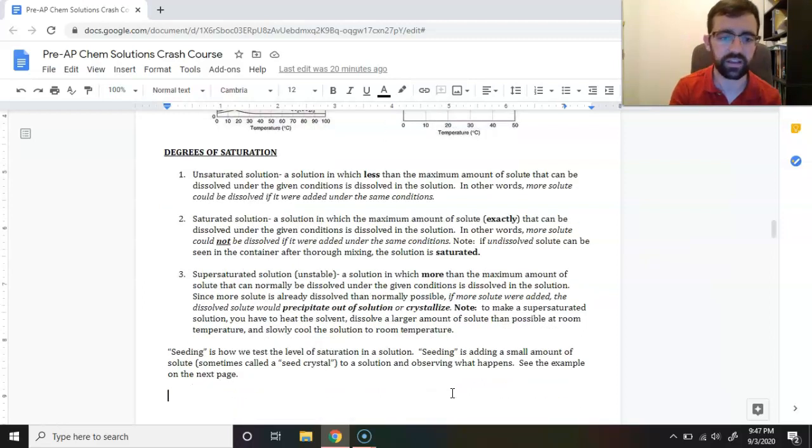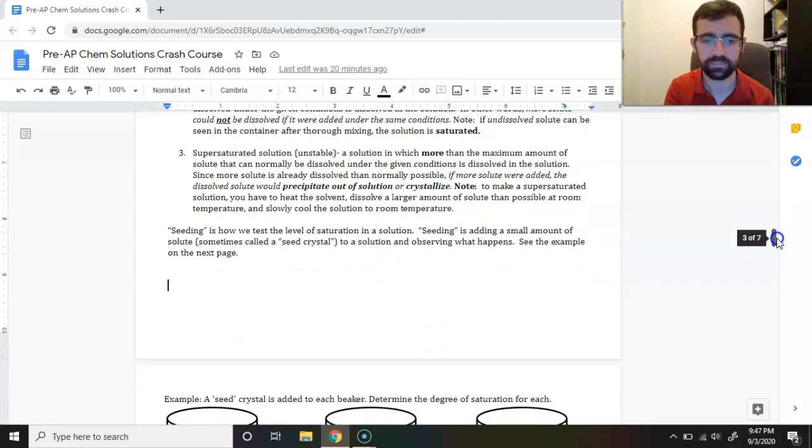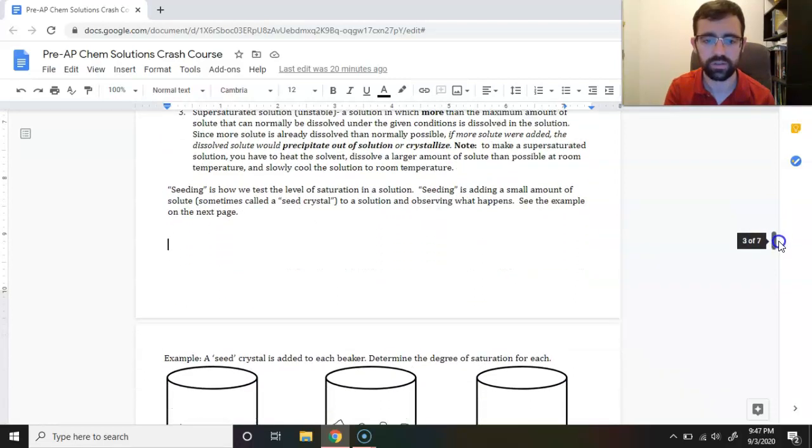All right, seeding is how we test the level of saturation in a solution. Seeding is what I just talked about. It's adding a small amount of solute, sometimes we call it a seed crystal, to a solution and observing what happens. So we're going to look at an example on the next page, and hopefully you can identify what type of solution we're talking about.